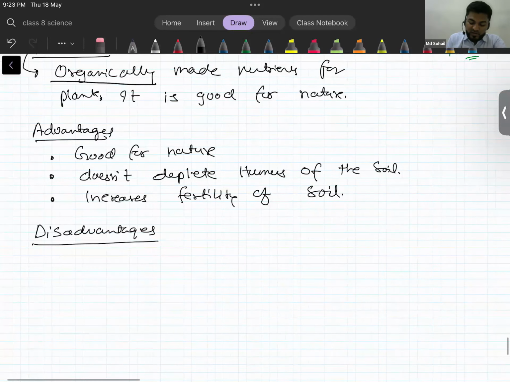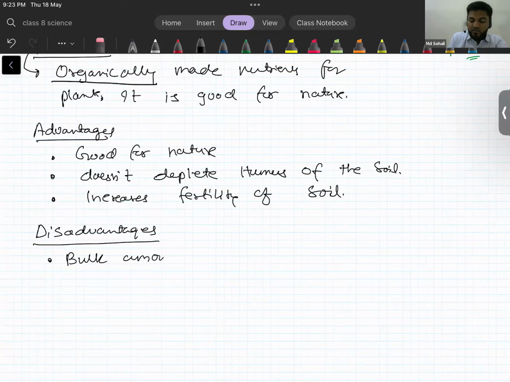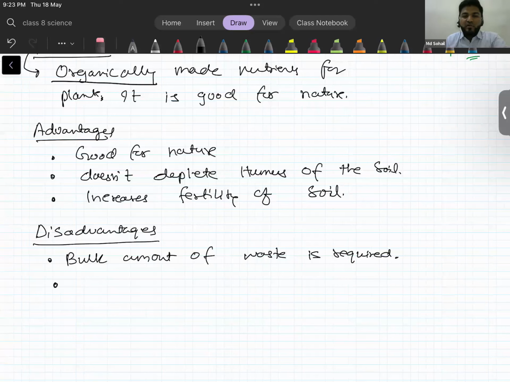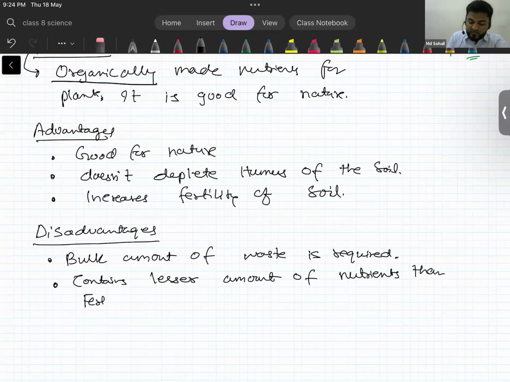So one thing is that a bulk amount of waste is required. And even when you have got the manure prepared, it contains less fertility in it, meaning that it contains a lesser amount of nutrients than fertilizer. What else? It is a time consuming procedure to make manure, right?